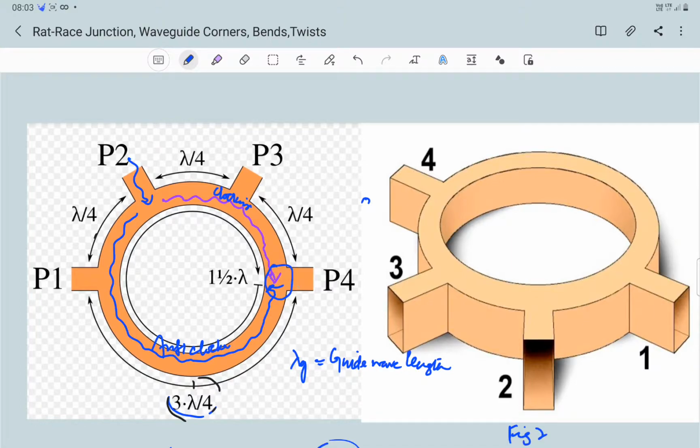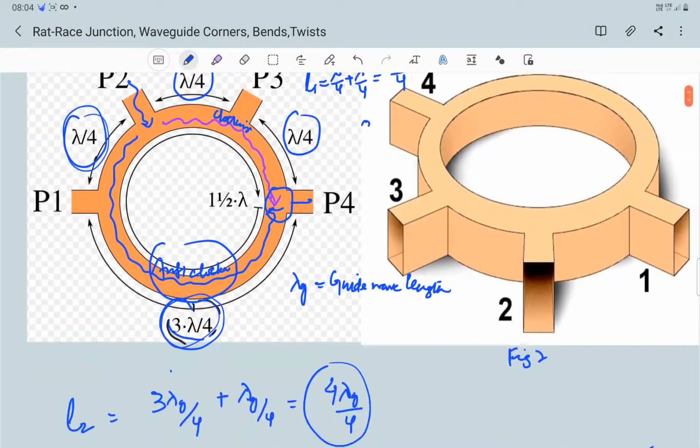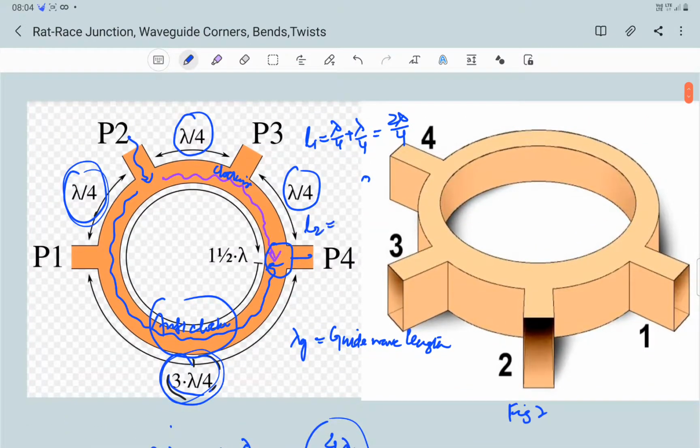So let us see what happens at port 4. On one side the wave has to travel lambda by 4 plus lambda by 4. So L1 would be 2 lambda by 4. In the anti-clockwise direction, it has to travel lambda by 4 plus 3 lambda by 4. So L2 would be 4 lambda by 4. It is to be kept in mind that this lambda is lambda g. In the earlier case, L1 was 2 lambda g by 4, L2 is 4 lambda g by 4. So the path difference would be 4 lambda g by 4 minus 2 lambda g by 4, which is 2 lambda g by 4. That would be lambda g by 2.